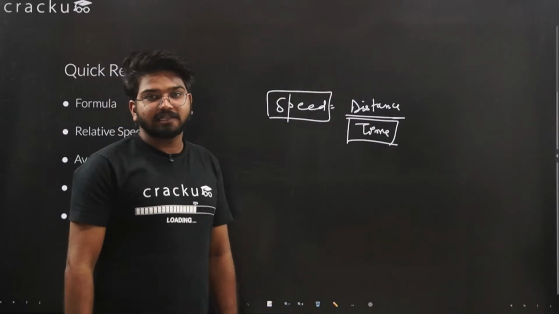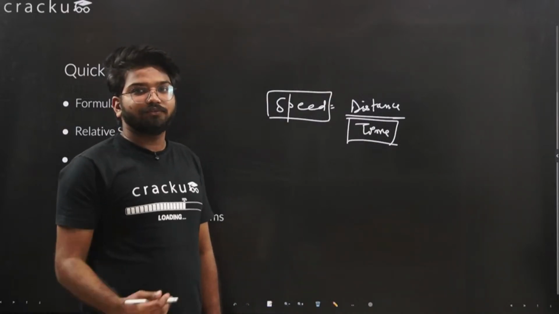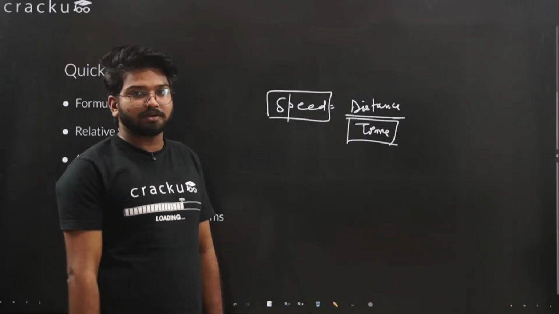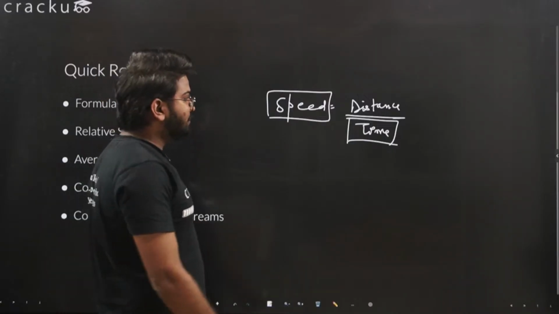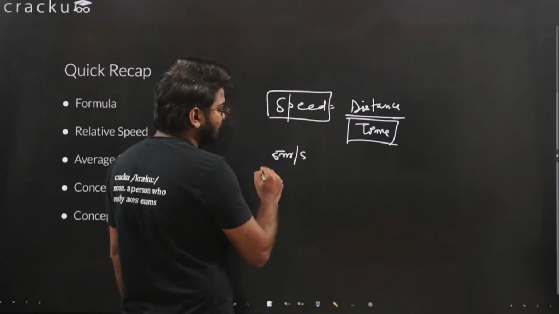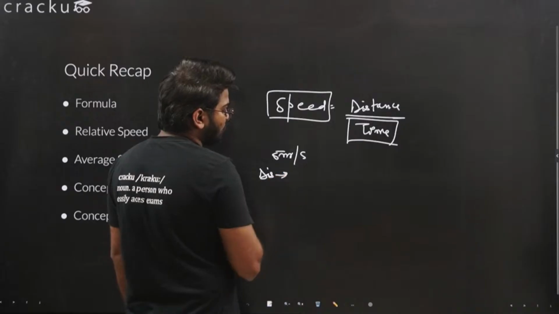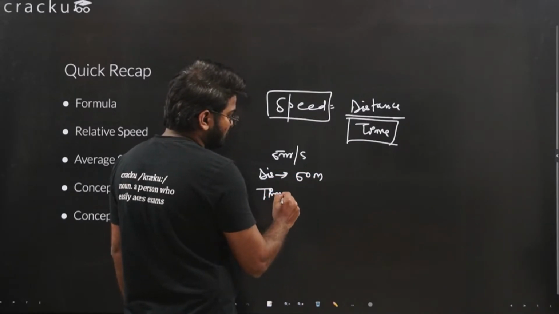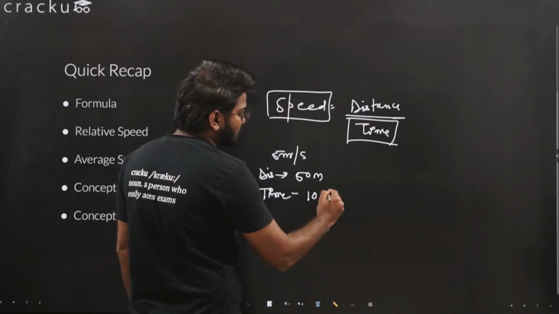What do I mean by inverse relation? It simply means that if you increase the speed, your time will reduce if the distance is fixed. Again, let's take the same example. If we say that we have a speed of 5 meter per second, your distance is 50 meters, and your time is 10 seconds.